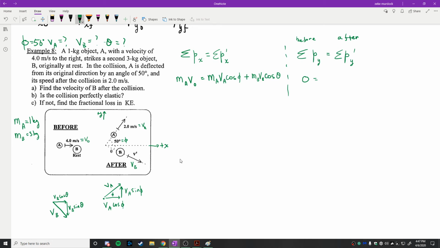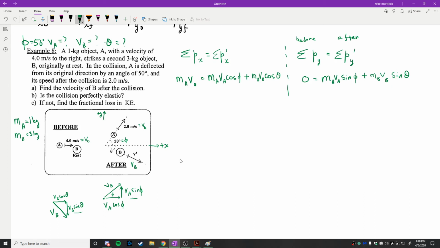Now, after the collision, though, we do have some components here, right? And so we would say if we sum up those, we're going to get ma times va times the sine of the angle for that one, which is phi, right? And then we have to add to that the mass of object b times vb, and then times the sine of theta. Okay? Now again, there's 3 unknowns, right?